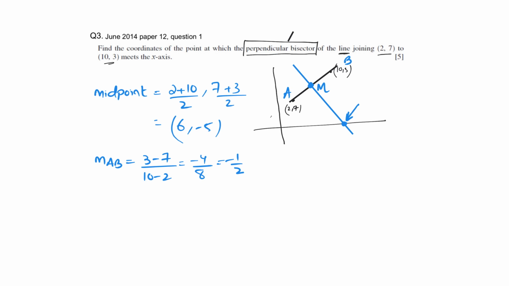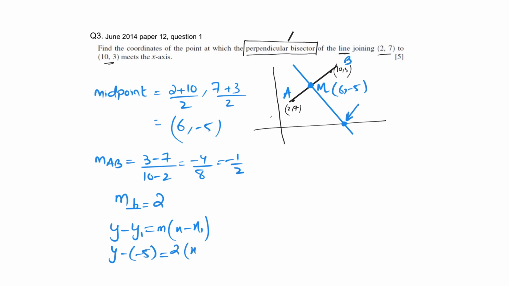So if the gradient of AB is minus half, then the gradient of the perpendicular bisector would be 2, and the equation of the perpendicular bisector would be y minus y1 equals m times (x minus x1). So now we will substitute the point M, which is (6, -5): y minus minus 5 equals the gradient 2 times (x minus 6), and simplify this equation. We get y equals 2x minus 7. That's the equation of the perpendicular bisector.